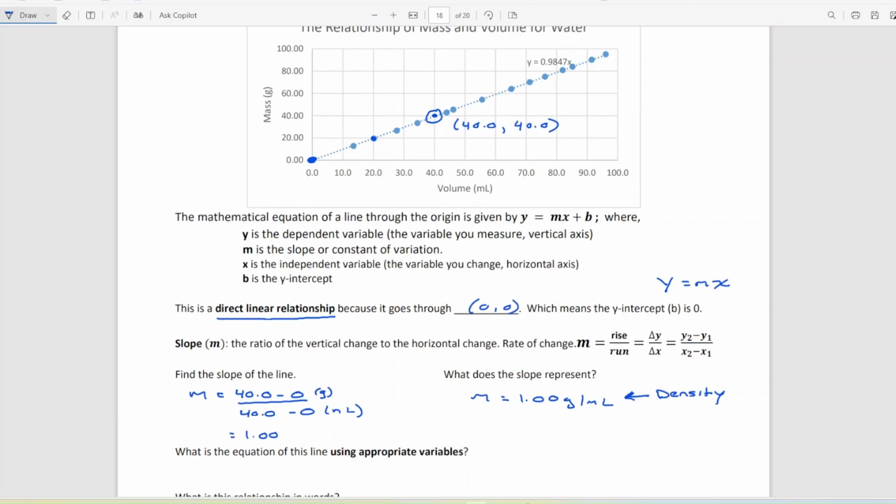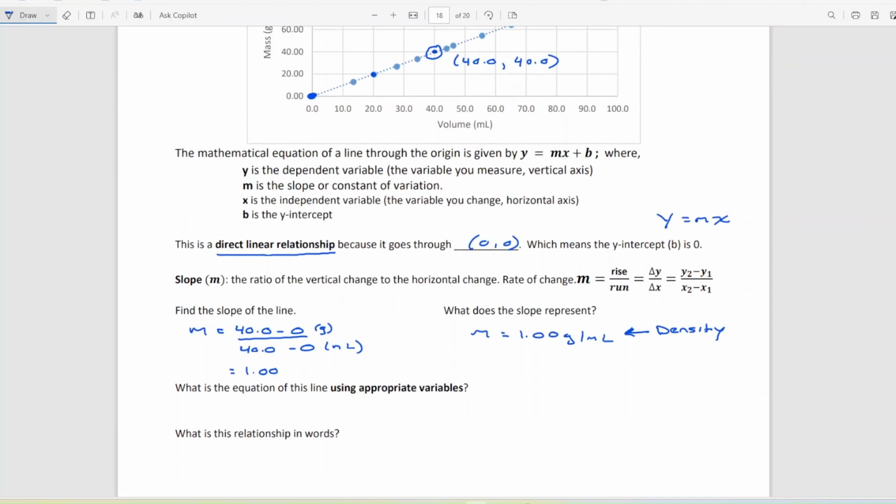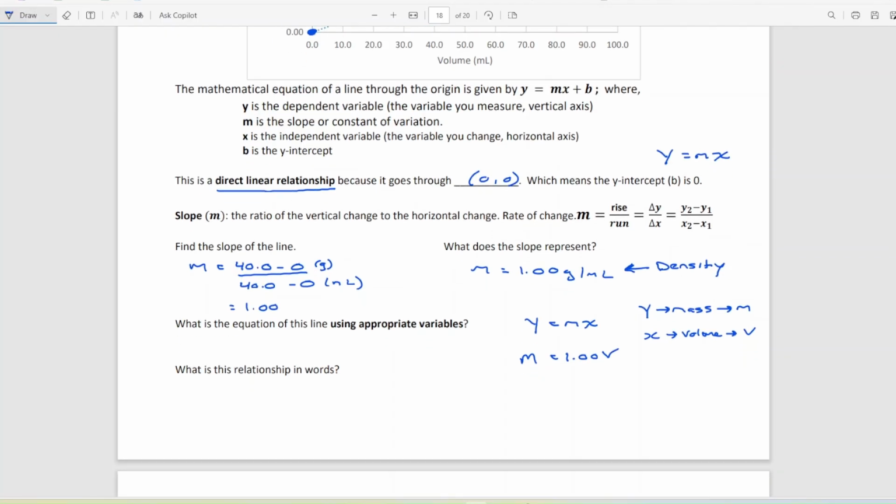So if I was to then write this equation using the slope and appropriate variables, I know the equation is y equals mx, but my y is representing mass, so I'm going to use the letter m for y, and that's what I mean by appropriate variables. Then I'm going to put the 1.00 in for my slope, and then the x is representing volume, which I'm obviously going to use a v. So my equation is m equals 1.00 v, which means that there is, now I'm going to type because I know that my printing can just be so messy sometimes using this tablet.